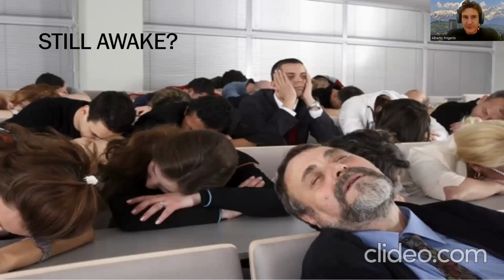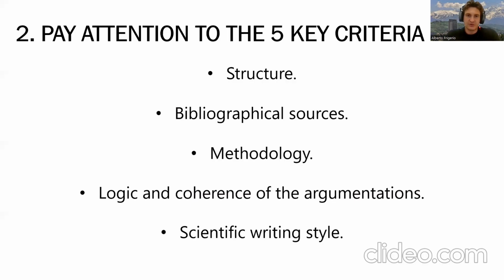Now, if you're still awake, let me move to the second part, which is the 5 factors that are very important in order to get published. So they are structure, bibliographical sources, methodology, logic and coherence of the argumentation, and scientific writing style.